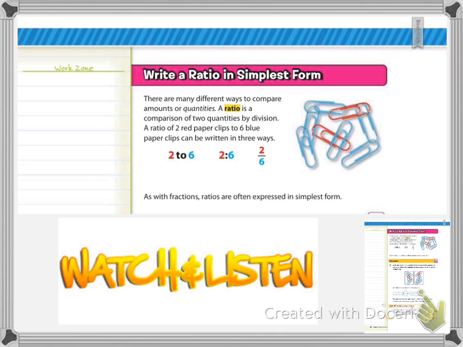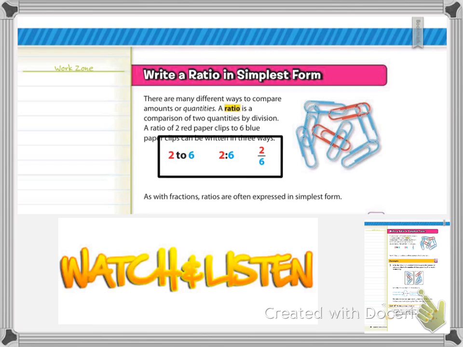Now, if you look at the example on this page, we're looking at these paper clips. The paper clips in the black box, you see that there's 2 red paper clips and 6 blue ones. If I were to ask you to write the ratio of red paper clips to blue paper clips, you would say that there are 2 red ones and 6 blue ones. The way that you would write that would be these 3 ways right over here in this box. So there's 3 different ways that you can write a ratio.